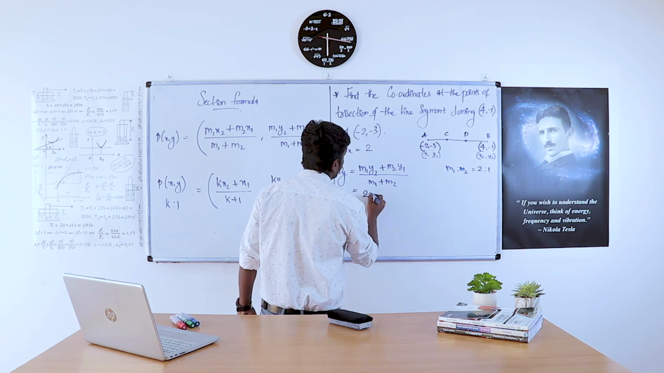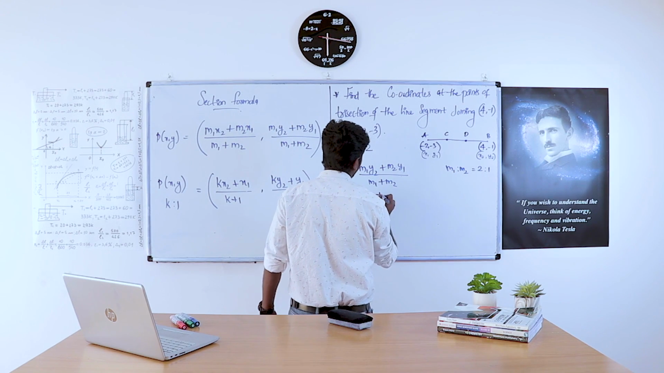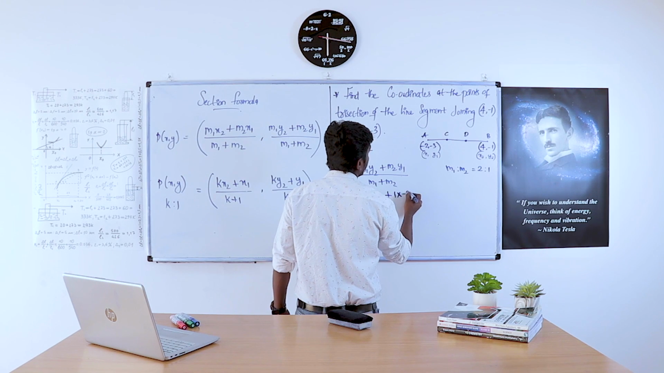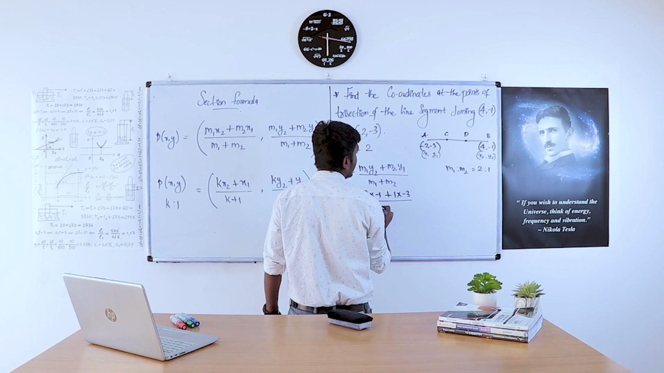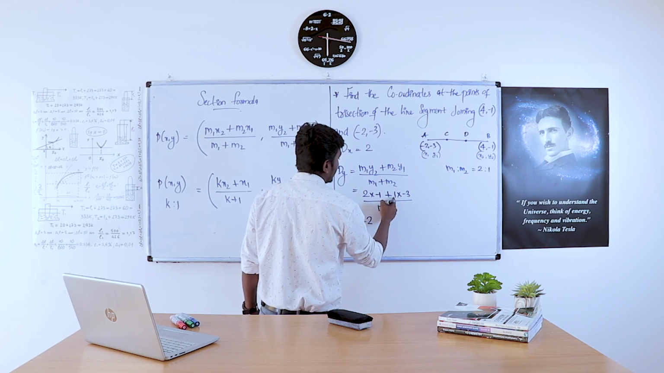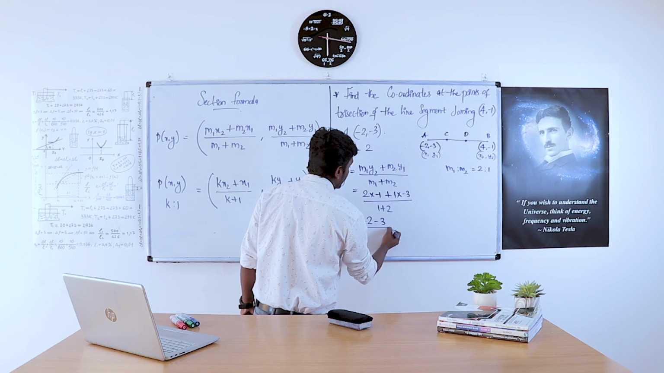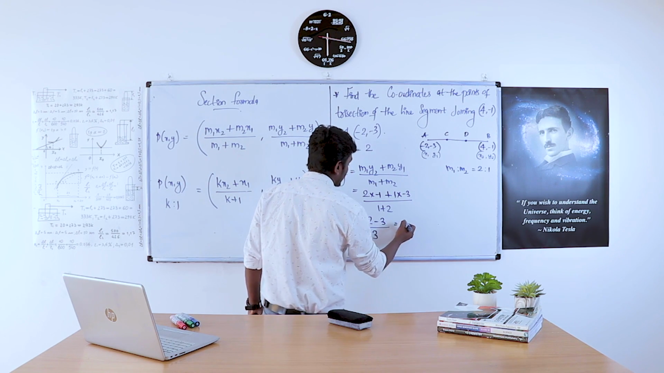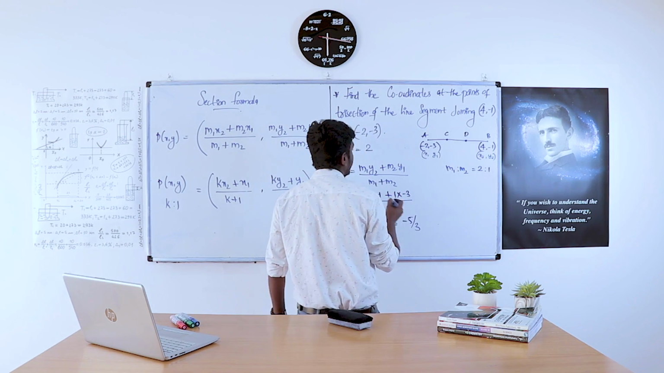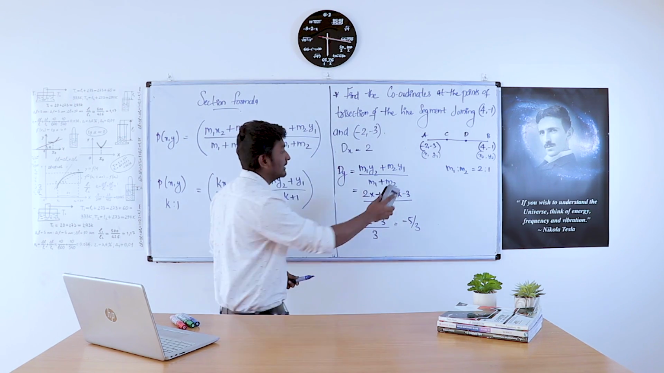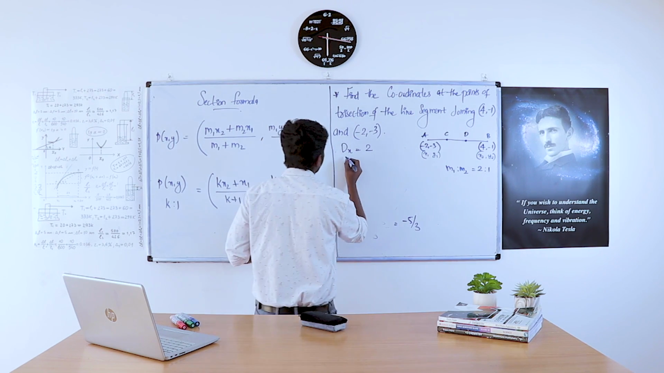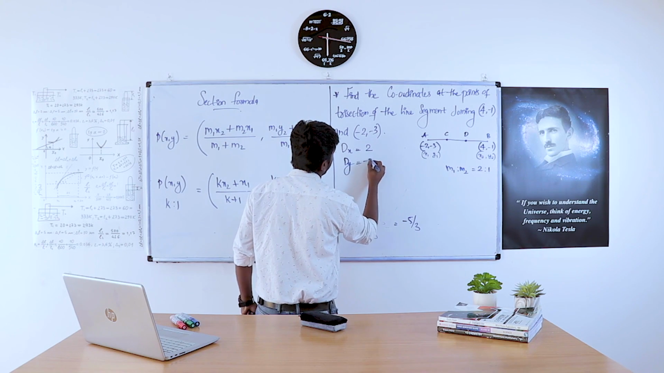So m1, 2 into what is y2? It is minus 1, plus m2. m2 is 1 into what is y1? It is minus 3, whole divided by 1 plus 2. That is equal to 2 into minus 1, it is minus 2. Then 1 into minus 3, it is minus 3, divided by 2 plus 1, 3. That is equal to minus 2 minus 3, it is minus 5 by 3. So now we got Dy. What is Dy? Dy is equal to minus 5 by 3.